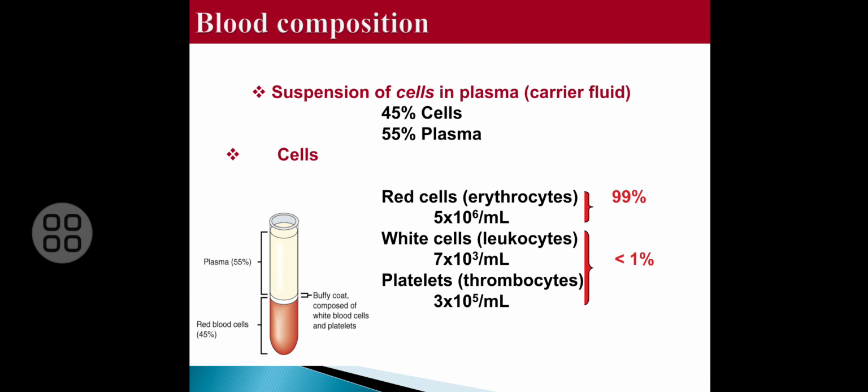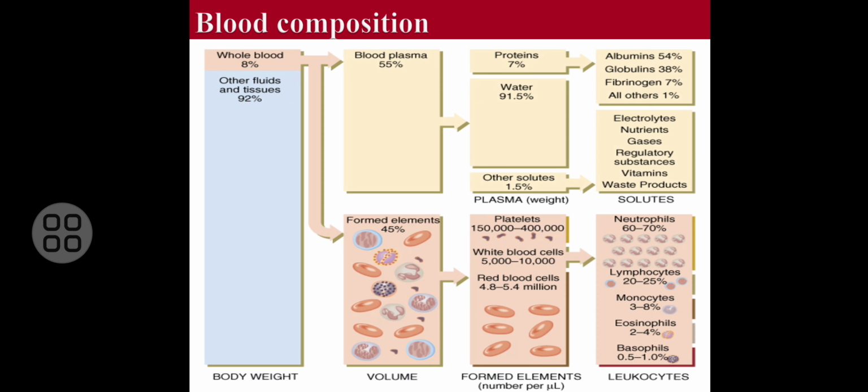The composition of blood: a suspension of cells in the plasma, which carries fluids, is 45% blood cells and 55% plasma. Blood cells are RBC, WBC and platelets. Of the total body weight, blood makes up 8% and other fluids and tissues make up 92%. In whole blood, 55% is blood plasma and 45% is formed elements.